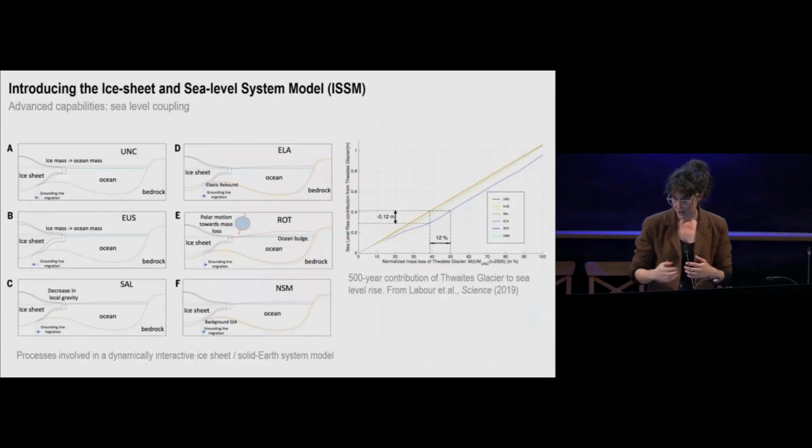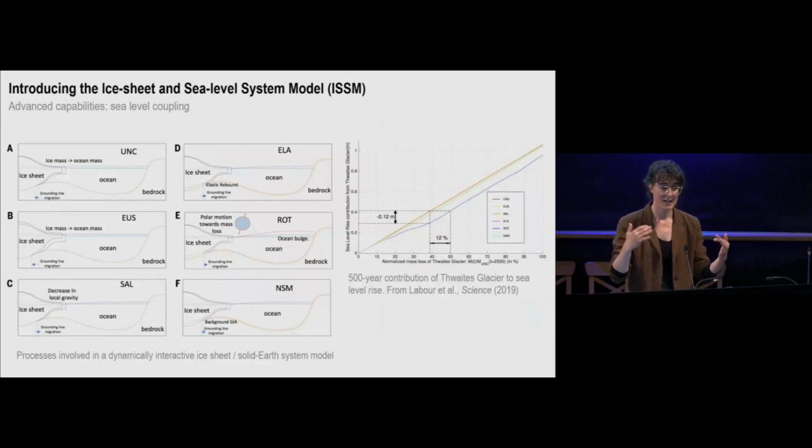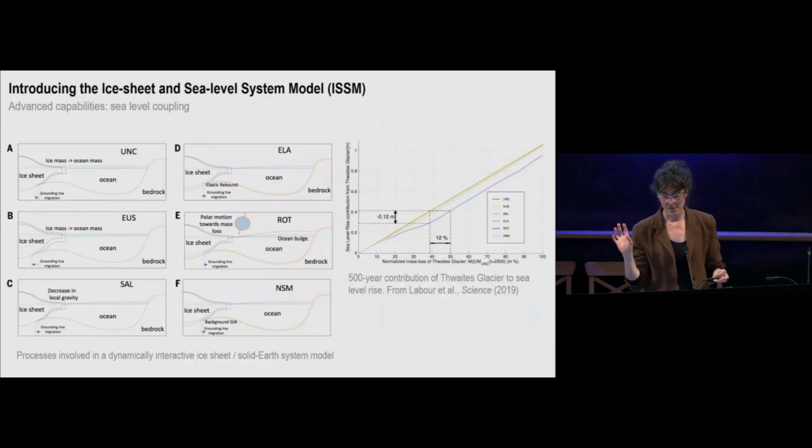And then finally, I mentioned the sea level fingerprinting capabilities of the ice sheet and sea level system model. And I'd say here that it's not just the ice sheet and the climate that's important, but it's what's happening with the solid earth as well. So these plots show an uncoupled case, with no feedbacks with the sea level or solid earth processes on ice sheet mass loss, and then each successive panel shows the incorporation of another solid earth feedback. So for example, the fact that when you remove ice, the solid earth rebounds. And the most complex is that NSM, which I'm not going to go into, but you can see what they do with each of the feedbacks in the schematics.